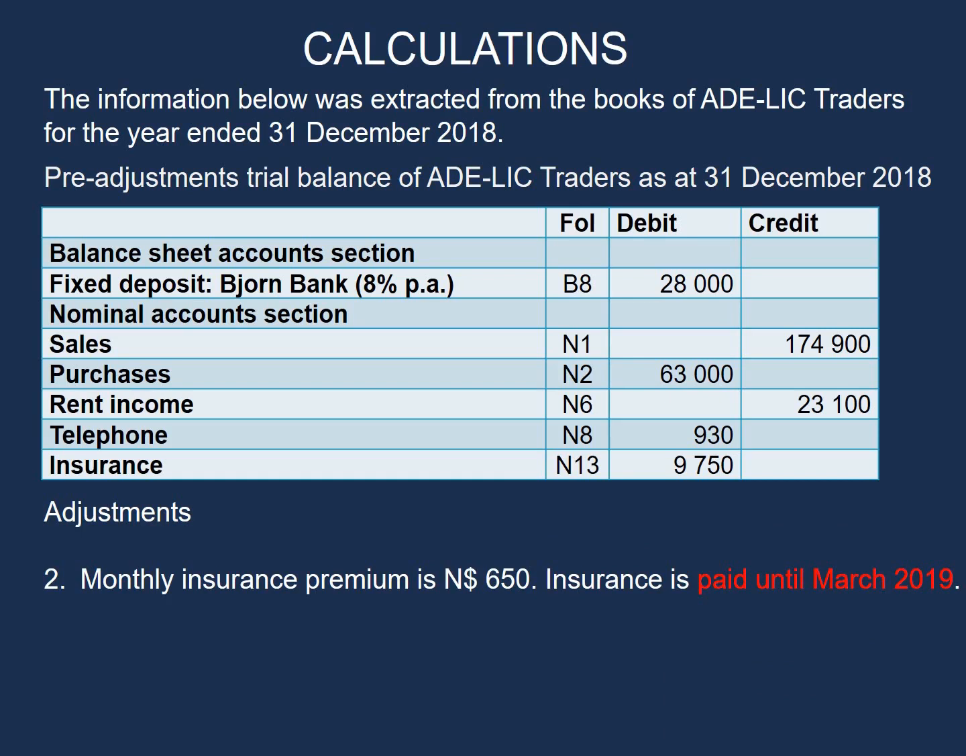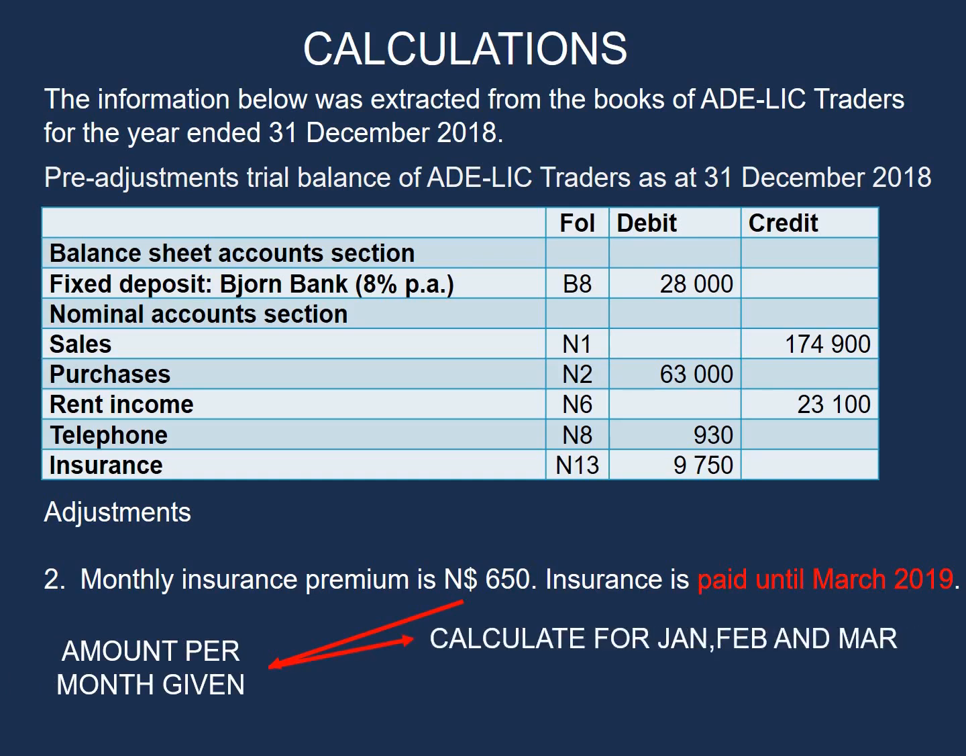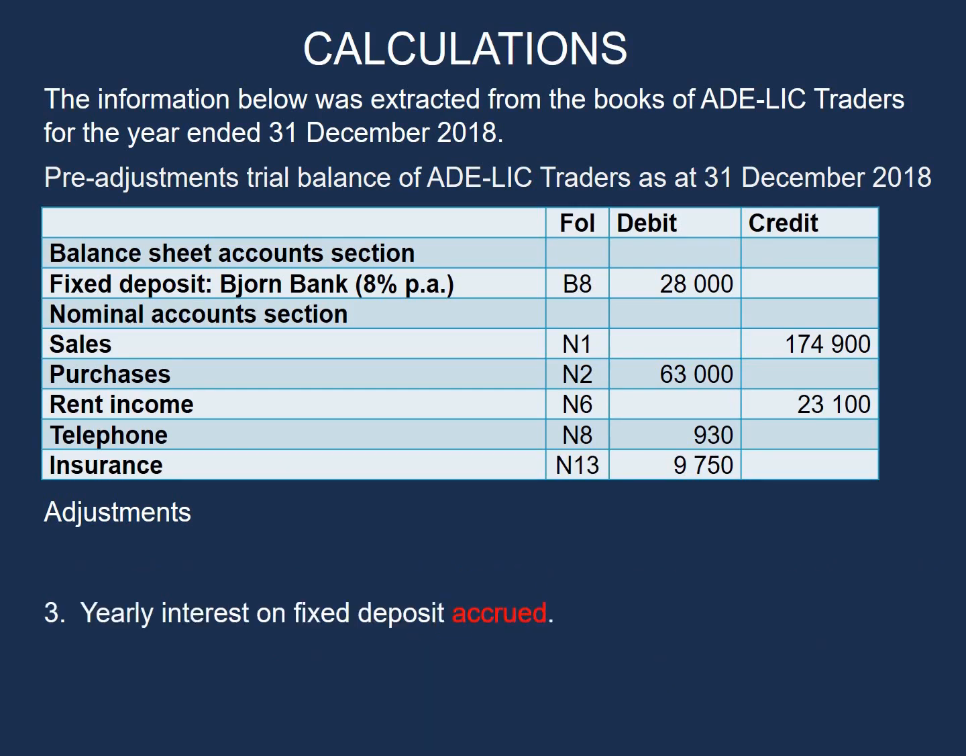Monthly insurance premium is $650. Insurance is paid until March 2019. For this adjustment, the amount per month is given. So that means we need to calculate for January, February, and March. Why? Because our year ended on December. So what we need to do is take 650 multiplied by the 3 months to get 1950, and this is the amount we will record in our general journal. Let's move on to our next adjustment.